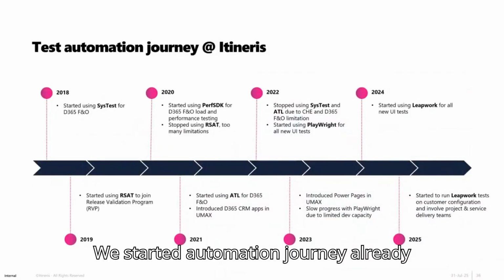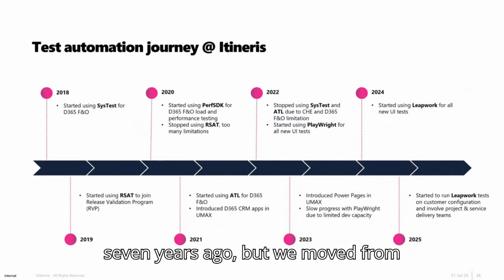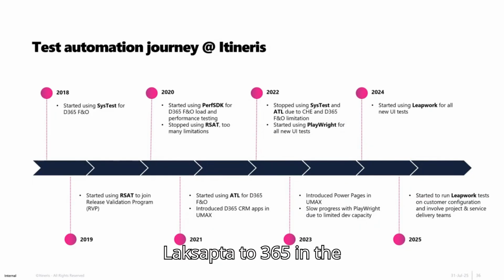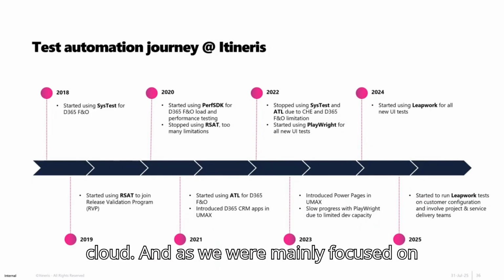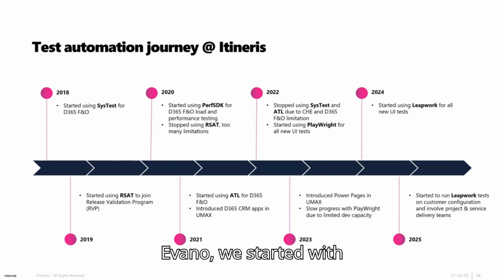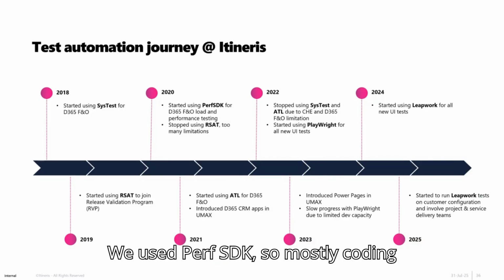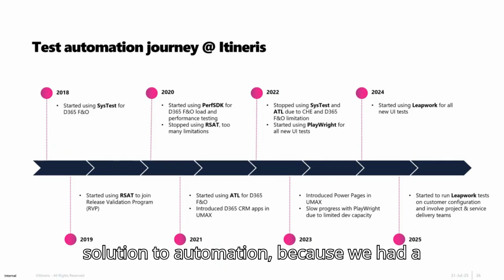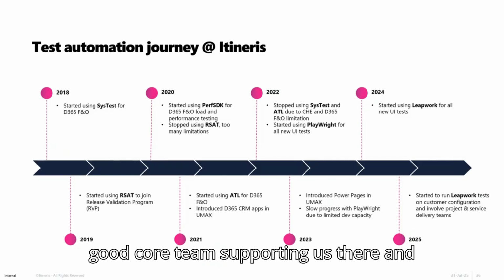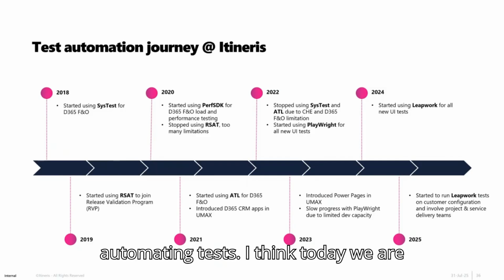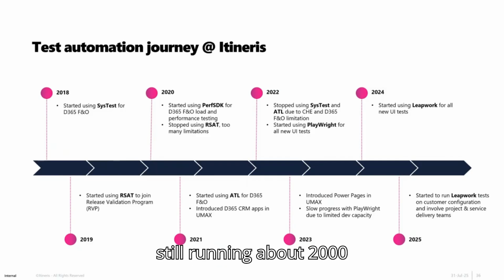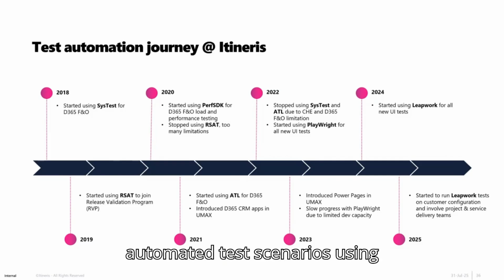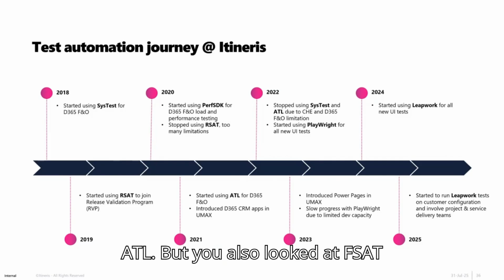We started our automation journey already 7 years ago when we moved from Axapta to D365 in the cloud. As we were mainly focused on F&O, we started with SysTest. We also used ATL. We used Perf SDK, so mostly coding solutions to automation, because we had a good core team supporting us there and automating tests. Today we are still running about 2,000 automated test scenarios using SysTest and ATL.